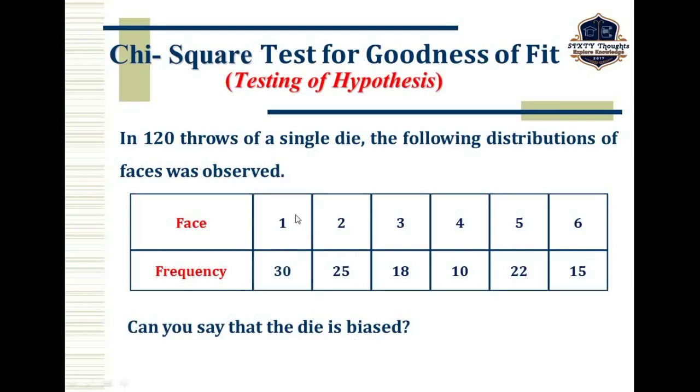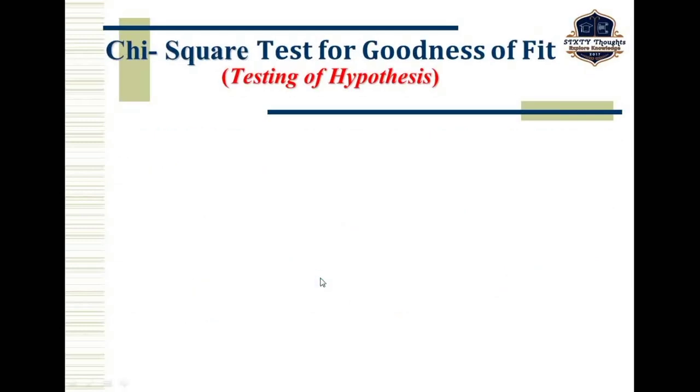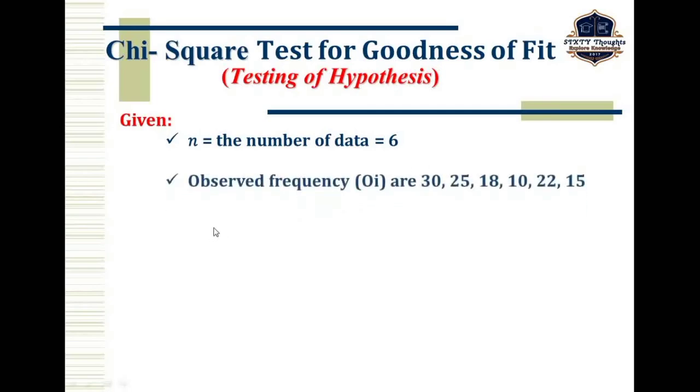So by using the chi-square test for goodness of fit, first we write the given values. What is given? N equal to the number of data, that means 6 faces, so we consider n equal to 6. And they also gave the observed values, that is the frequency values: 30, 25, 18, 10, 22 and 15. Using this data, we are going to find the expected value of the frequency.